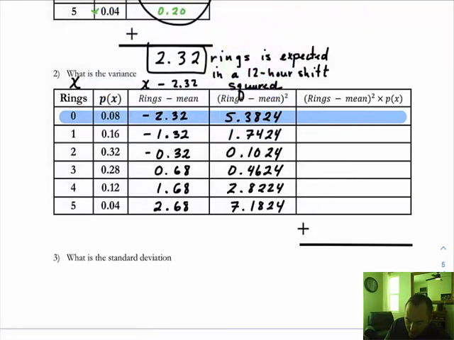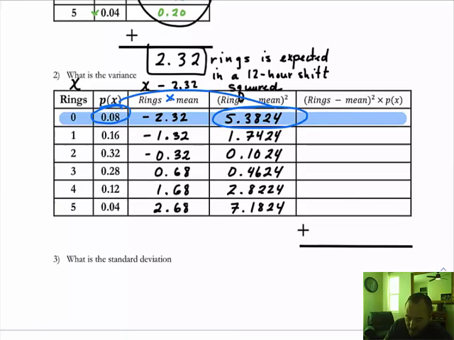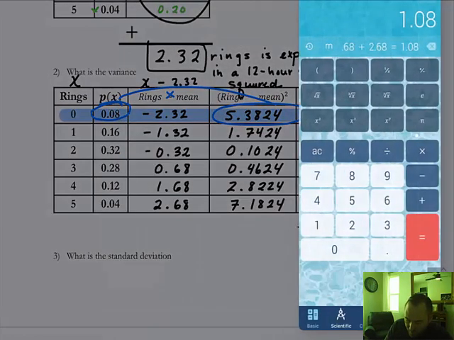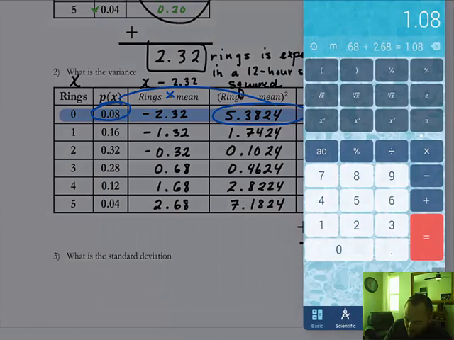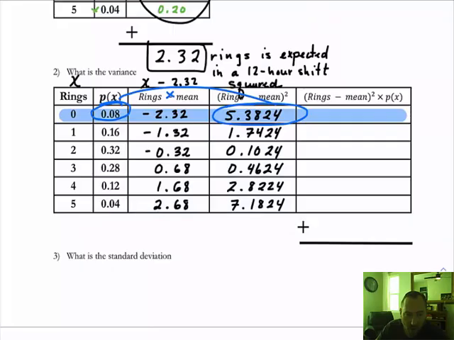What I'm now going to do is grab my first deviation squared times that probability. We want to multiply those together to get our answer. And then I'm going to move that down here to find the rest of these. So let me grab a calculator. Let's do that for the first one. 0.08 times 5.3824. And that gives us, write this whole number down, 0.430592.